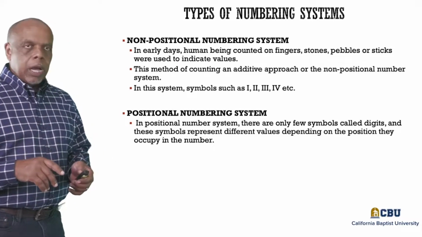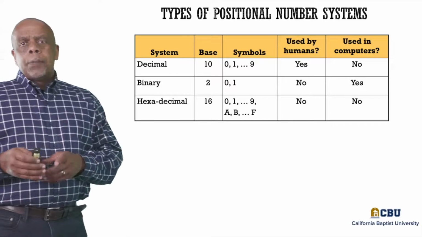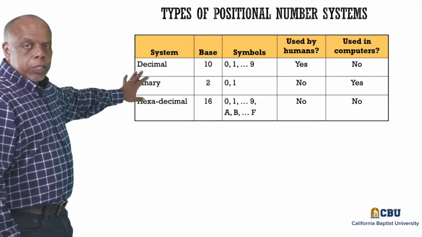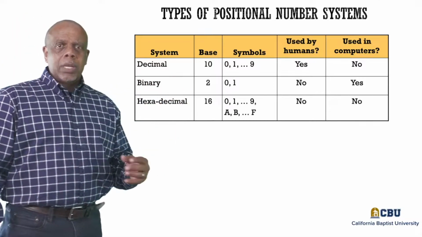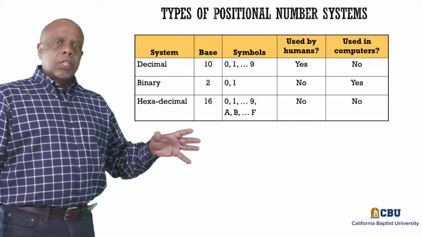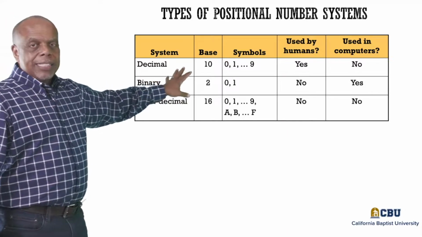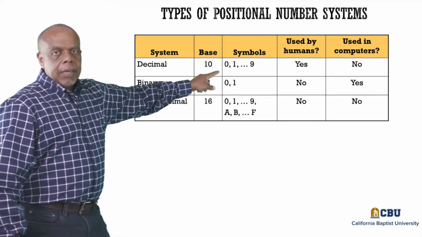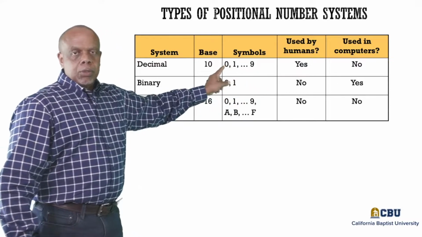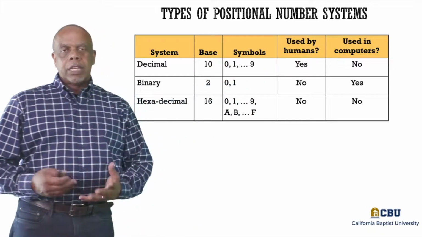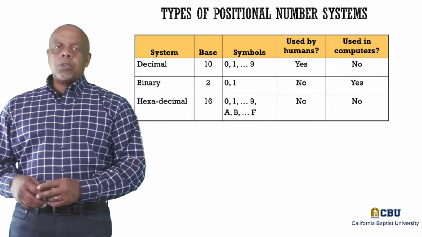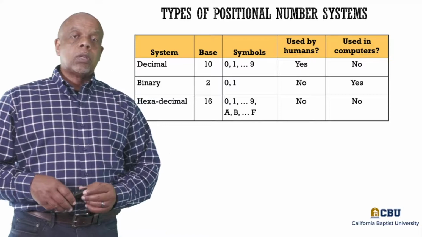A positional numbering system is what we are really accustomed to, especially the decimal system, because across the globe almost everyone uses the decimal system. It's called decimal because it has a base of 10. It means it has 10 symbols, 0 through 9. If you count that up, that's 10 symbols. Is it used by humans? Yes. Do we use it in computers? No, computers don't understand decimal.